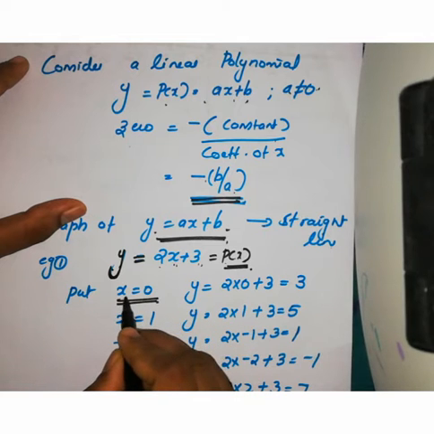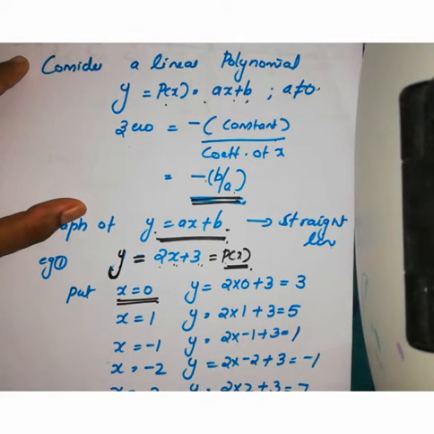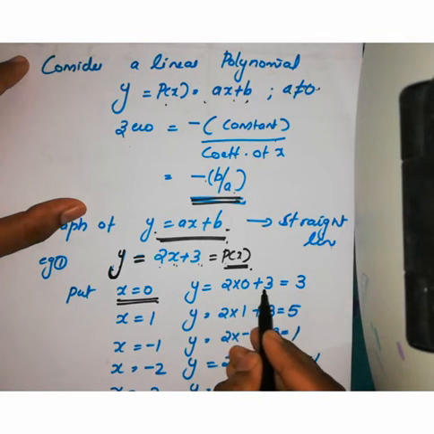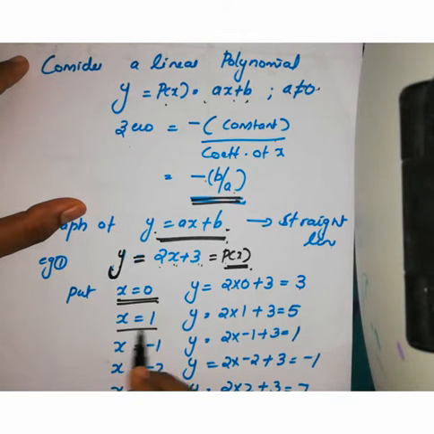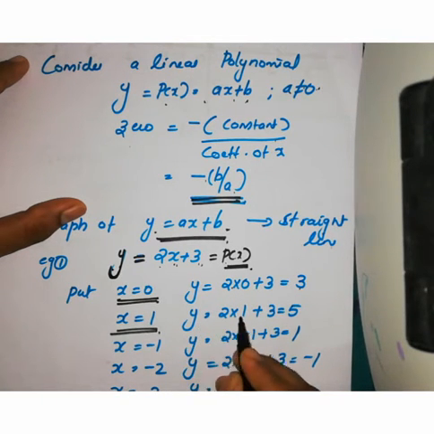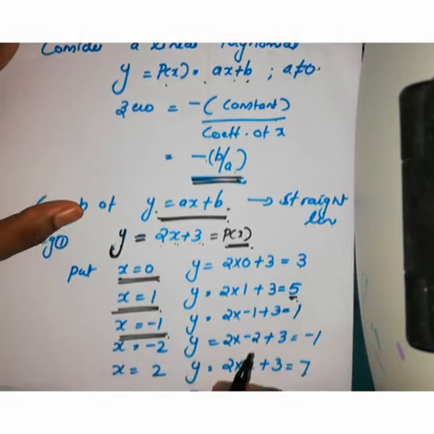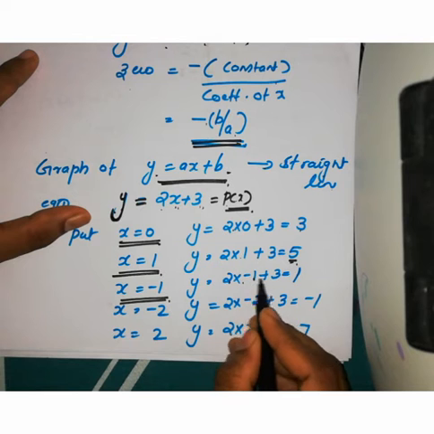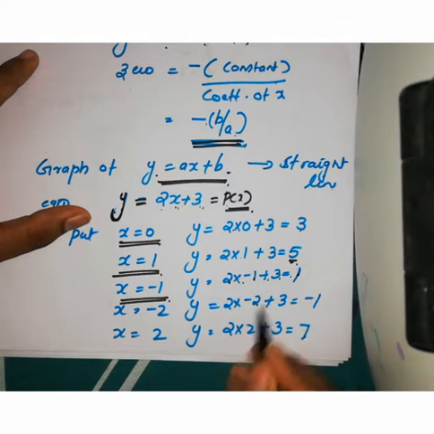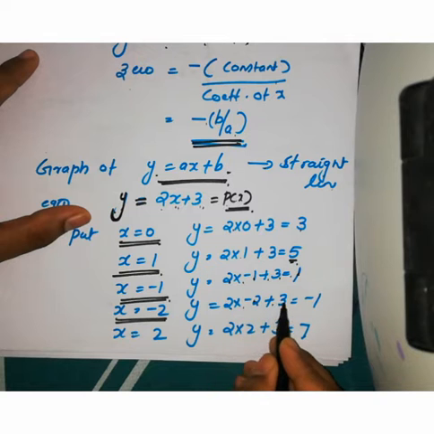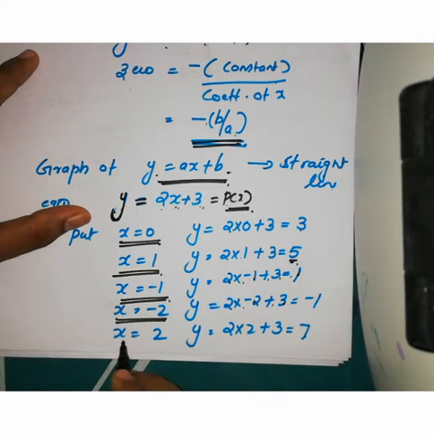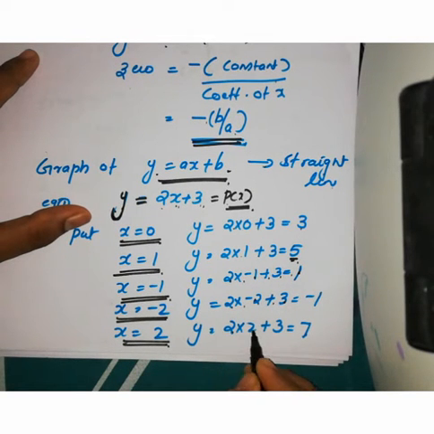Here we first give x is equal to 0, so y becomes 2 into 0 plus 3, that's equal to 3. Again x is equal to 1, y is equal to 2 into 1 plus 3, that's equal to 5. x is equal to minus 1, we get y is equal to 2 into minus 1 plus 3, that's equal to 1. And x is equal to minus 2, y is equal to 2 into minus 2 plus 3, minus 4 plus 3, minus 1. Again x is equal to 2, 2 into 2, 4 plus 3, that is equal to 7.